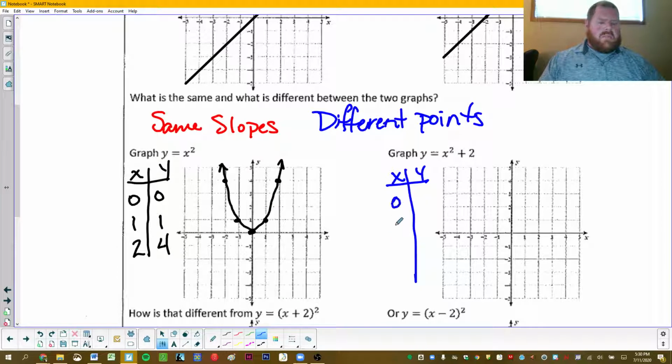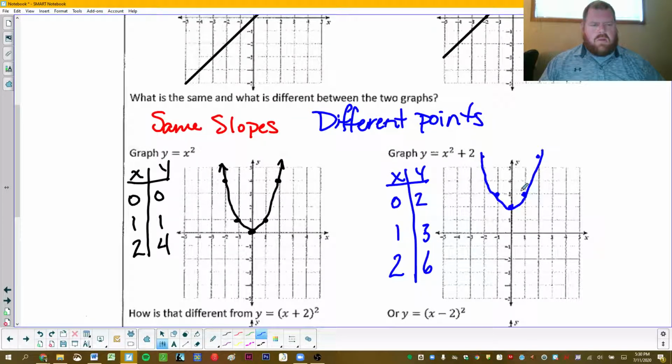I'm going to use my same points, 0, 1, and 2, and see what we get happening here. At 0, 0 squared is 0, plus 2 is 2. 1 squared is 1, plus 2 is 3. And then 2 squared is 4 plus 2 is 6. So I get it's about right there. It's a little bit off my graph, but that's okay. I'm going to mirror that on this side and try to graph that parabola.